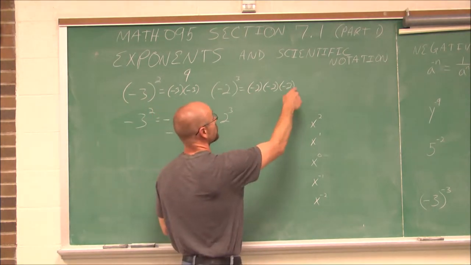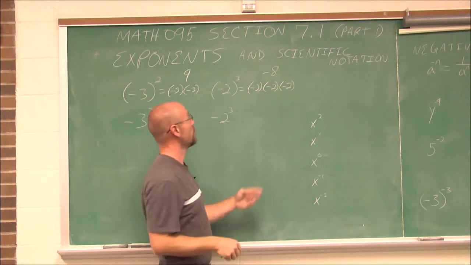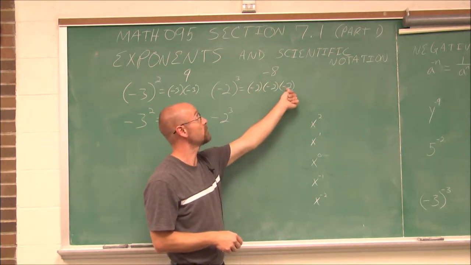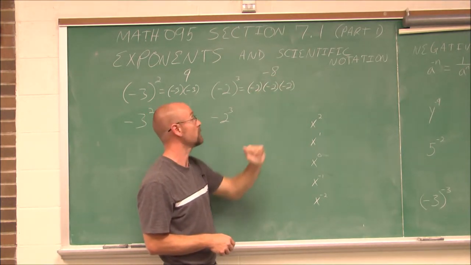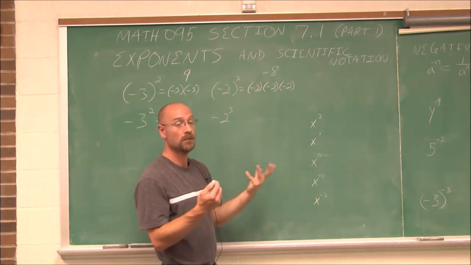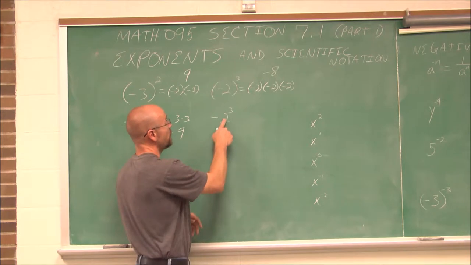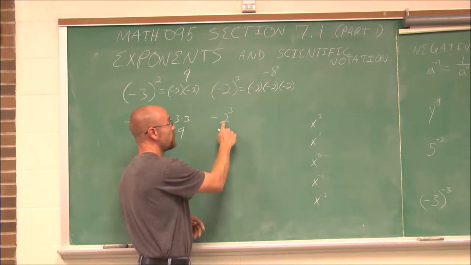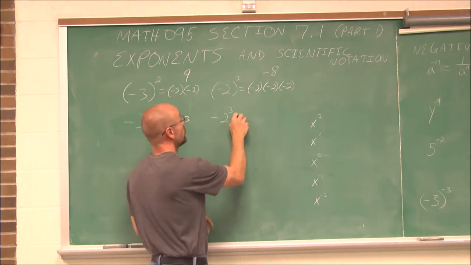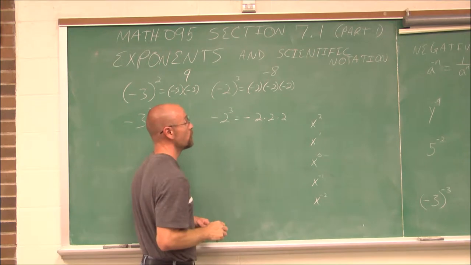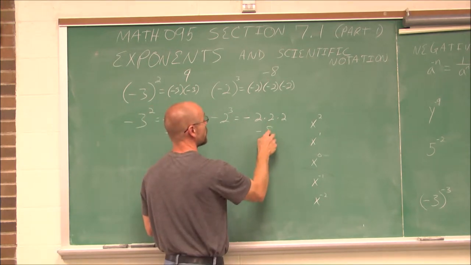And if we multiply this out, we get negative 8. Negative 2 times negative 2 is a positive 4. Positive 4 times a negative 2 is a negative 8. Or we can just assess it. It's going to be negative 2 times 2 times 2, negative 8. Same thing. There's no grouping symbols, so the power is only applied to what it's adjacent to. So this would be a negative 2 times 2 times 2. And when we do that, we get a negative 8.